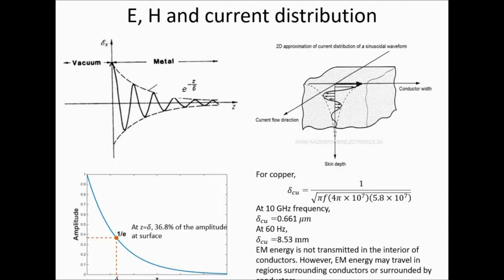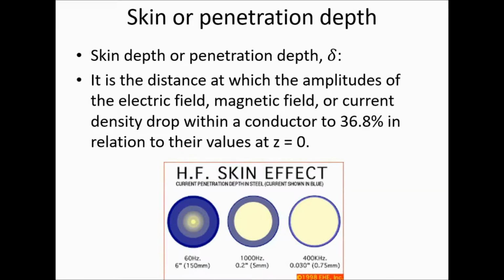For high frequency we use waveguide or optical fiber. Skin depth or penetration depth is defined with the term delta, and it is the distance at which the amplitude of electric field or magnetic field or current density drops within a conductor to 36.8% in relation to their values at z equal to 0.